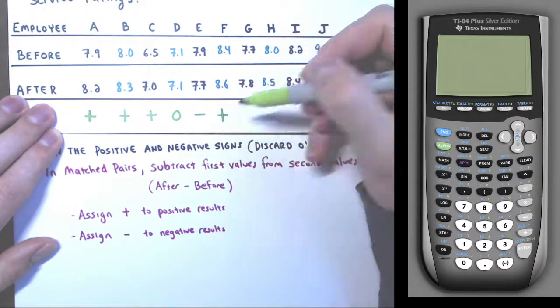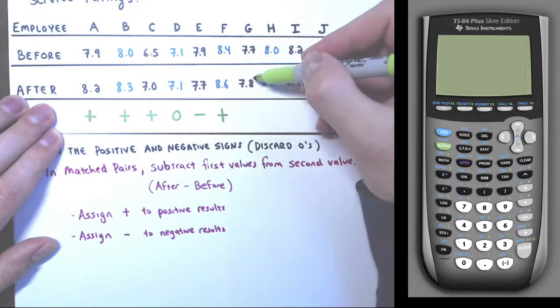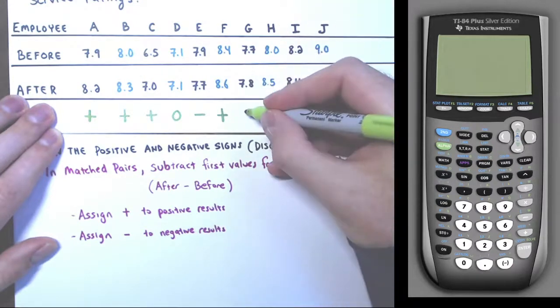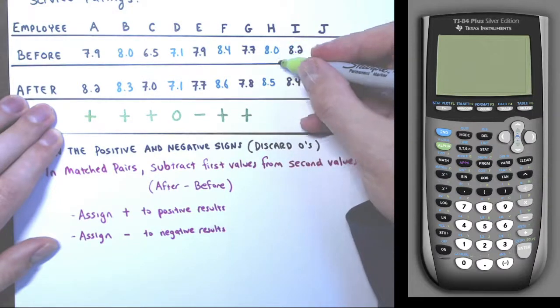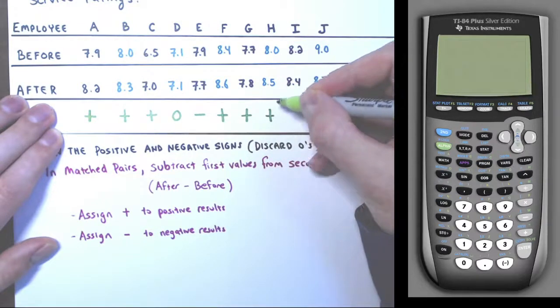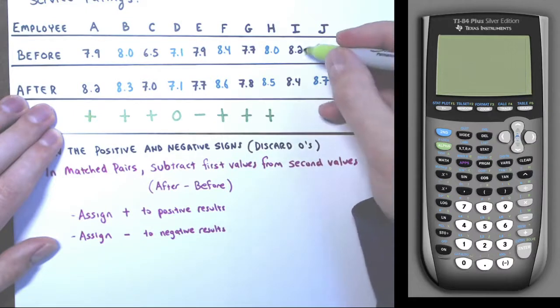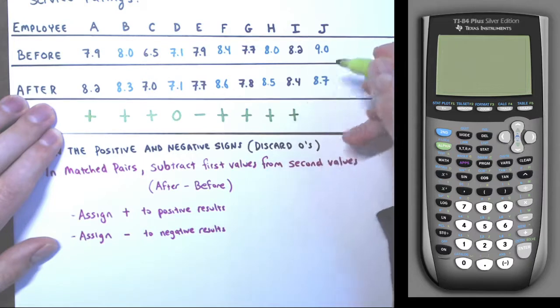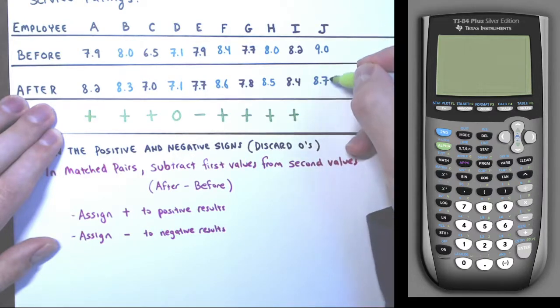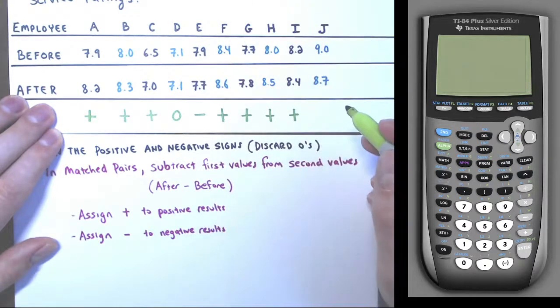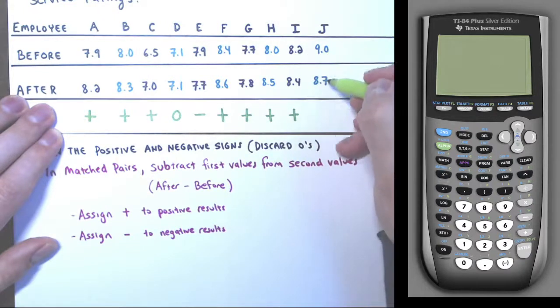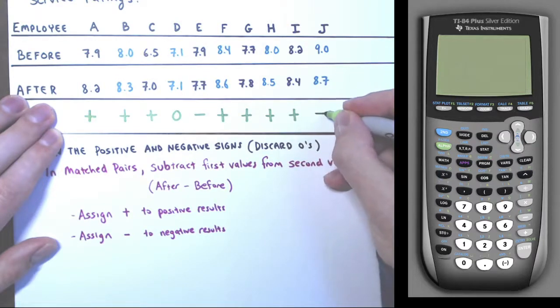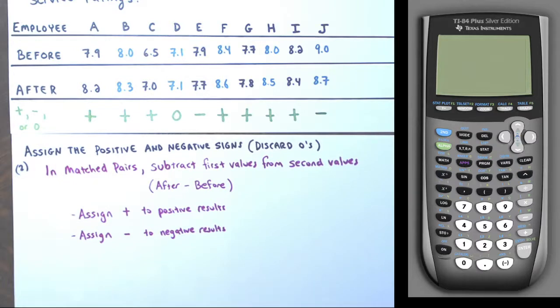Positive change. Employee G, the score improved by 0.1, a positive change there. Employee H also had a positive change from 8.0 to 8.5. Employee I had a positive change, 8.2 to 8.4. And employee J, J must be hanging out with employee E. They had a negative change, right? 9.0 to 8.7. That's a change of negative 0.3. So minus sign there. All right. So that was step 2.